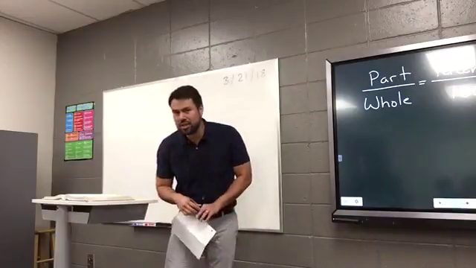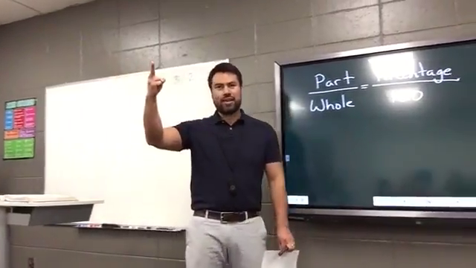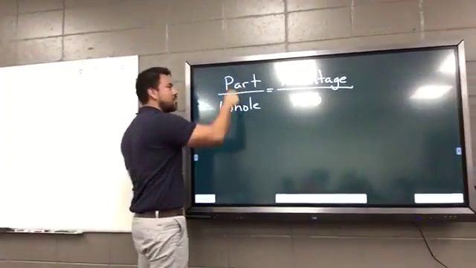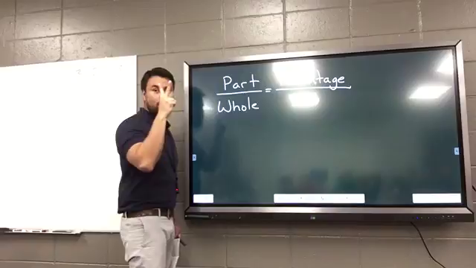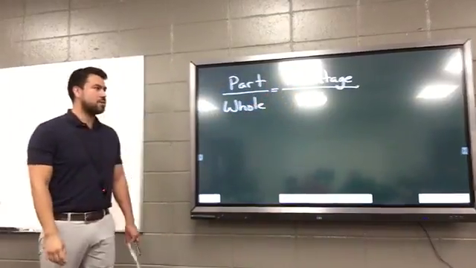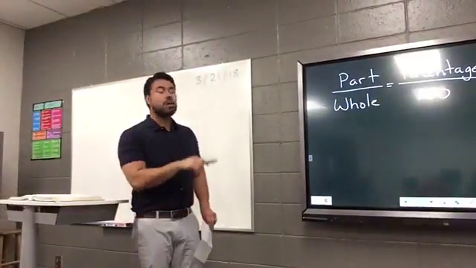Why is it a proportion? Because you have two what? Ratios equaling one another. Why is this called a ratio? Because it has two numbers compared to each other, as well as these two numbers being compared to each other. Okay. That's one way of looking at it.